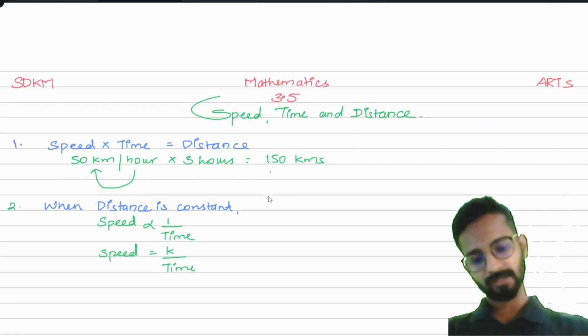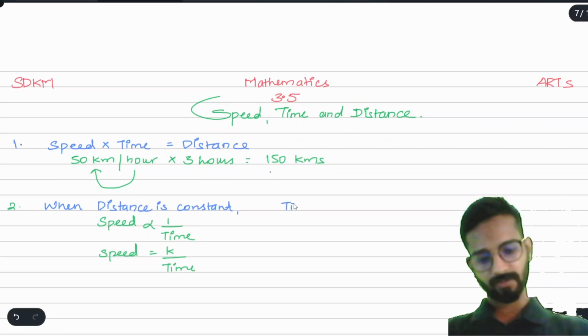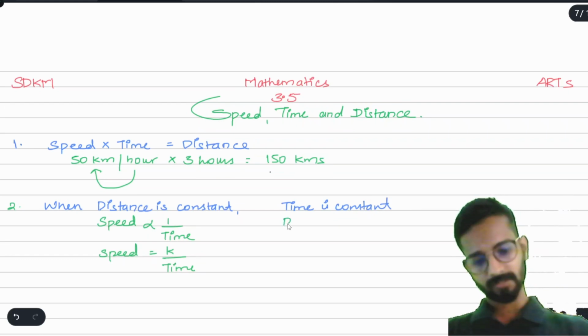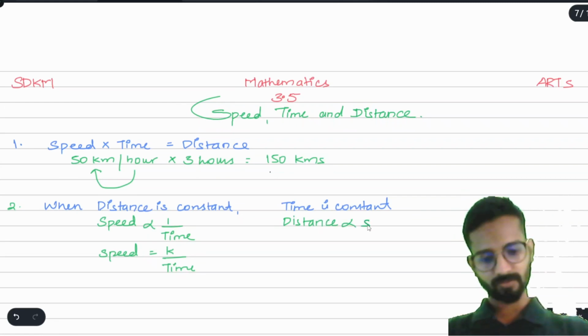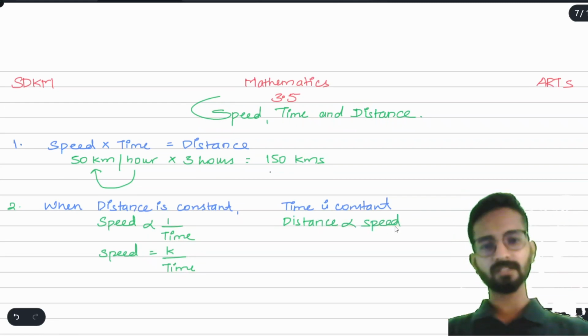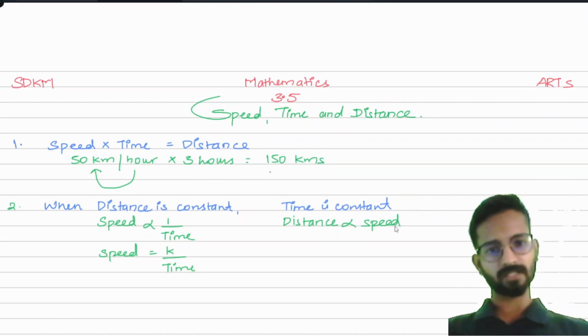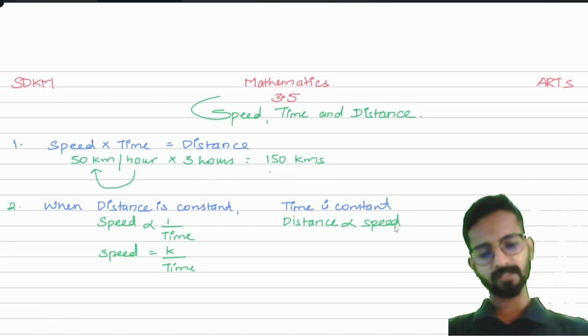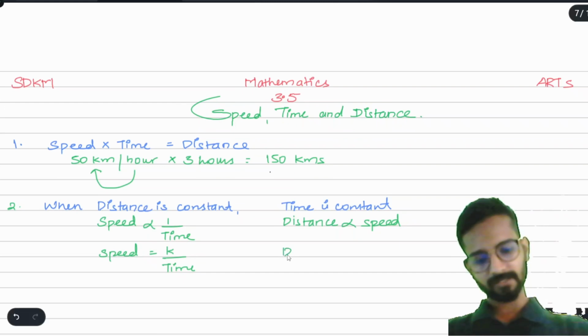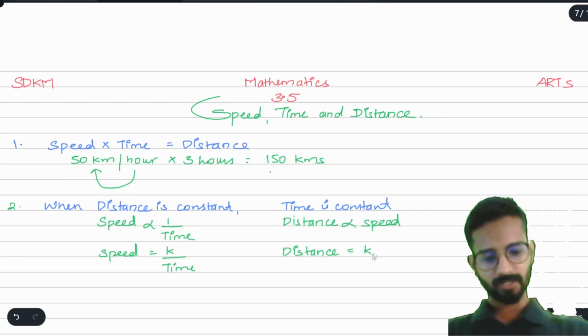What happens when time is constant? If time is constant, then distance is proportional to speed. What does this mean? That if the speed is higher, the distance covered will be higher. If the speed is lower, the distance covered will be lower. You can write it as distance is equal to k multiplied by speed.